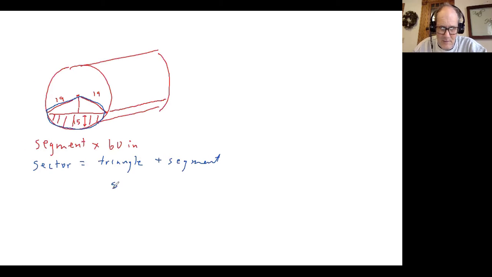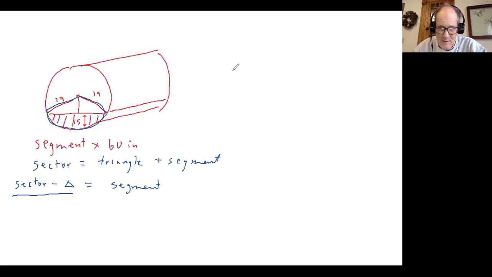So if we're trying to find the segment, we're going to have to take the sector minus the triangle. So there's our blueprint for finding out what the volume of this remaining fuel is. And then once we have that segment, we'll take the segment times our 60 inches.